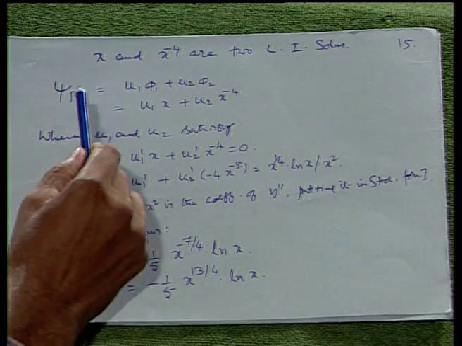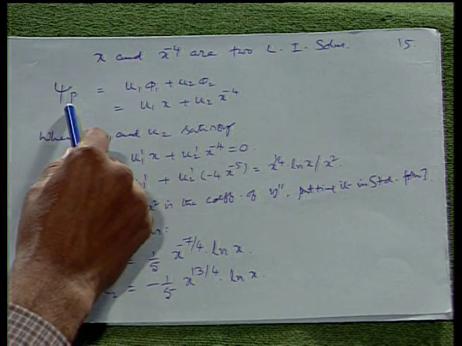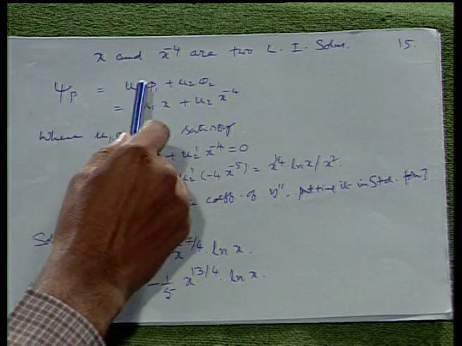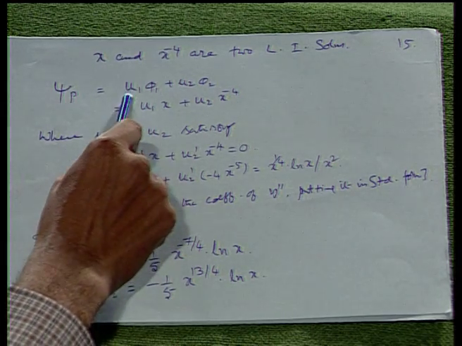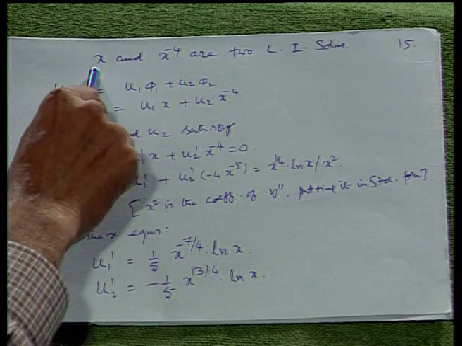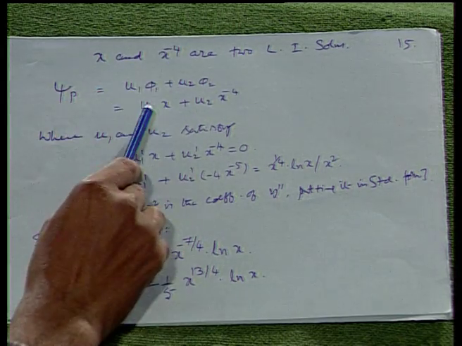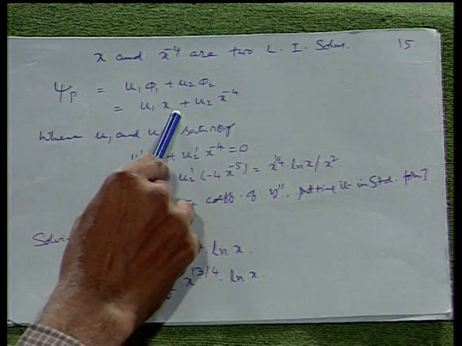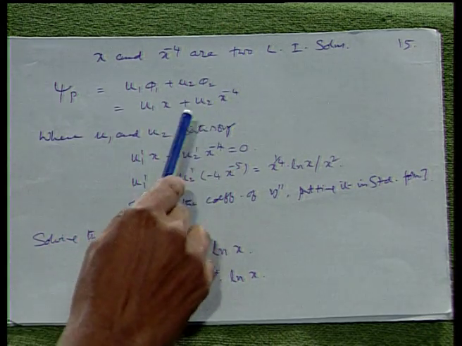Now, we assume a particular integral of the given differential equation Ly is equal to Bx to be of the form u1 phi 1 plus u2 phi 2. Here phi 1 and phi 2 are x and x power minus 4, so that psi p is equal to u1 x plus u2 into x to the power of minus 4.